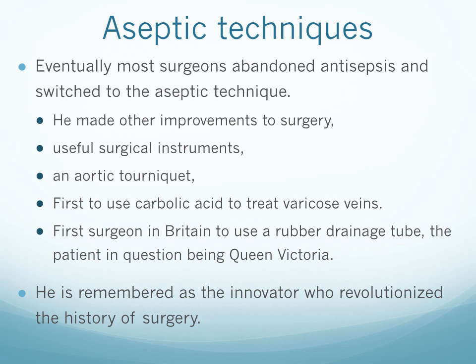Lister made many improvements in surgery. He also invented useful surgical instruments. He invented an aortic tourniquet. He was the first to use carbolic acid to treat varicose veins. He was the first surgeon in Britain to use the rubber drainage tube, on a patient who was the Queen of Britain, that is Queen Victoria. He is remembered as an innovator who revolutionized the history of surgery.